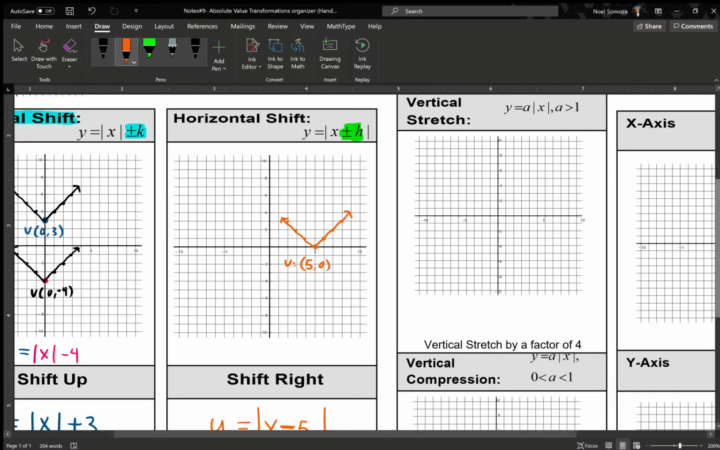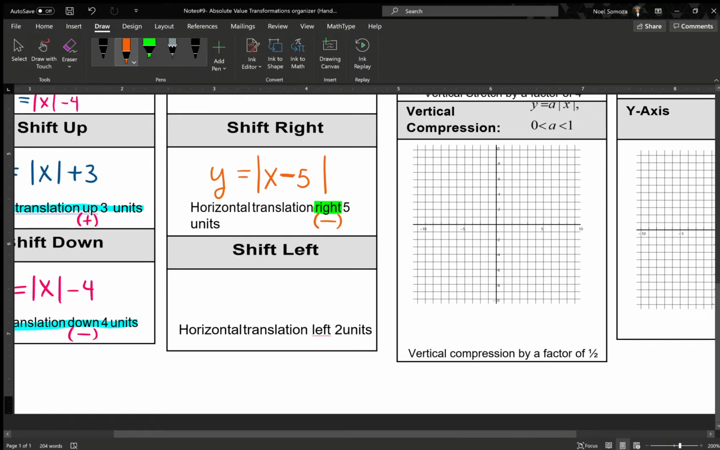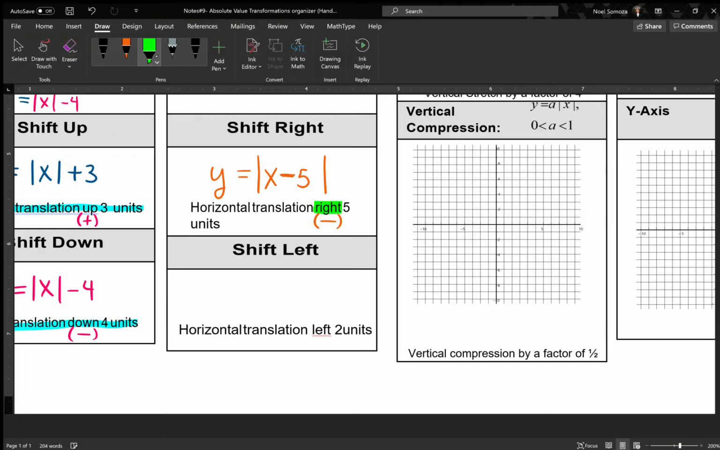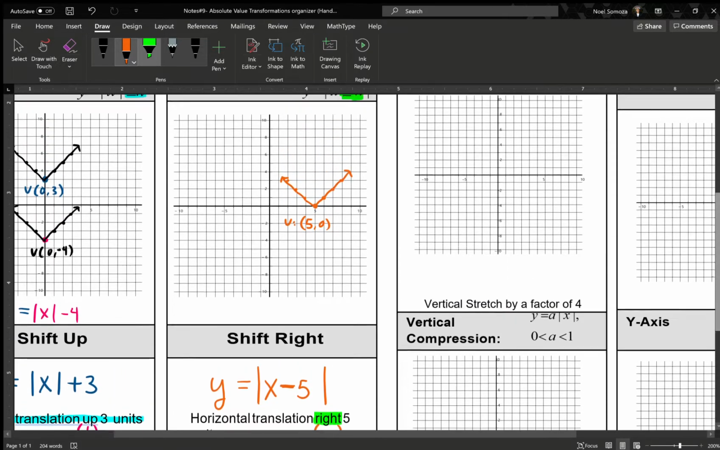Now let's take a look at what happens if I want to shift in the other direction. Let's say I want to shift left. Now if I want to shift left, then I don't want to use negative, I want to use positive. So if I'm moving to the left 2 units, I'm going to write y equals absolute value of x plus 2.